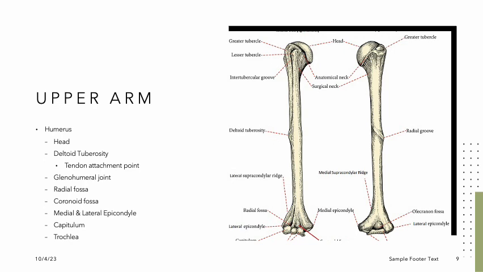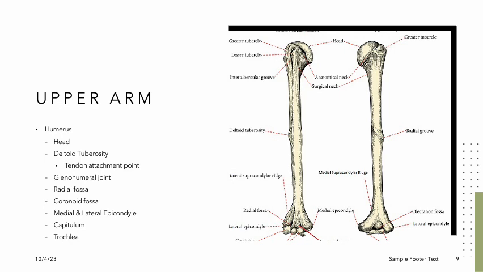There is the glenohumeral joint, again, same as in the shoulder. So where the glenoid socket and the humerus meet is called the glenohumeral joint. The joints are named for the bones that they involve. There is the radial and the coronoid fossa. The radial fossa is on the radial side of the humerus. So that's going to be down by the elbow.